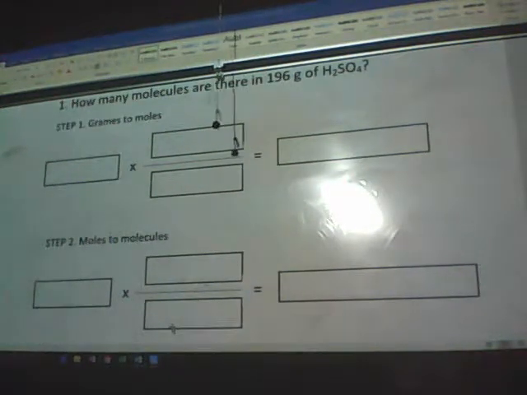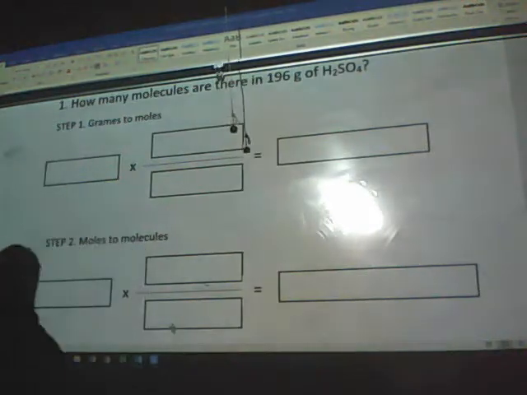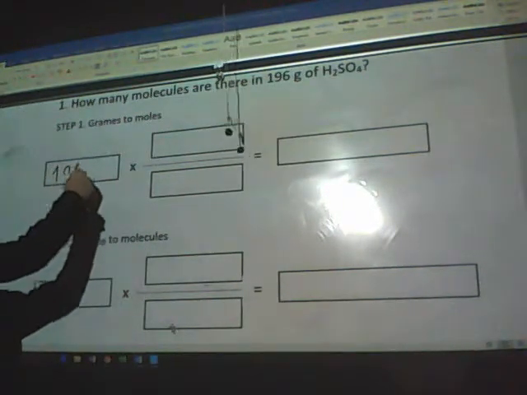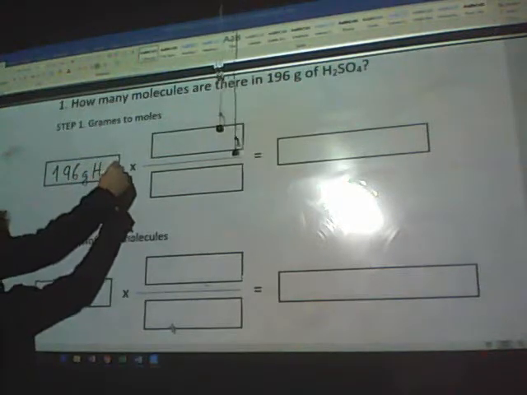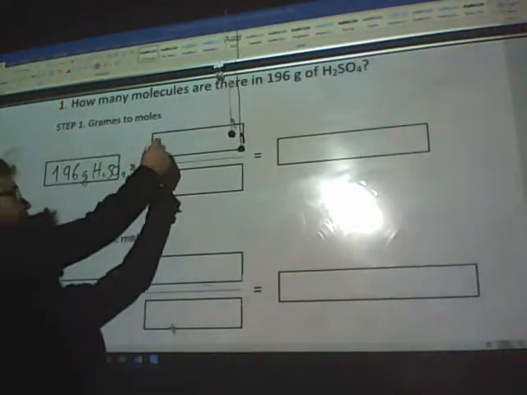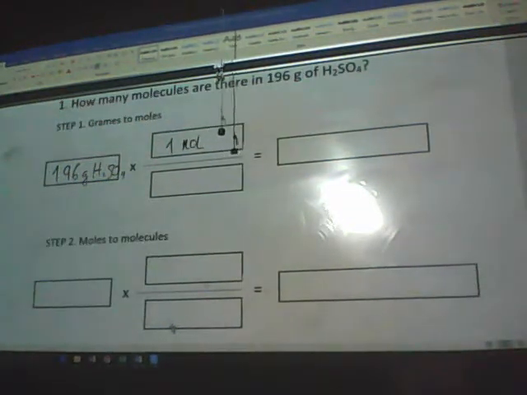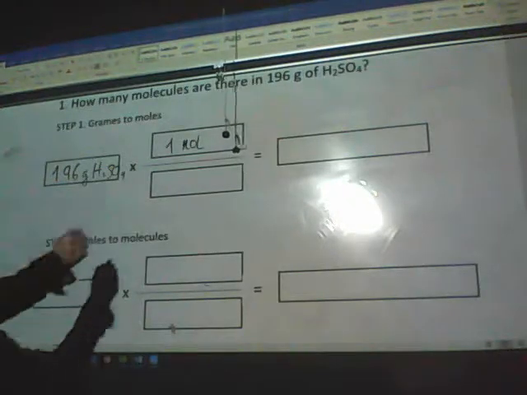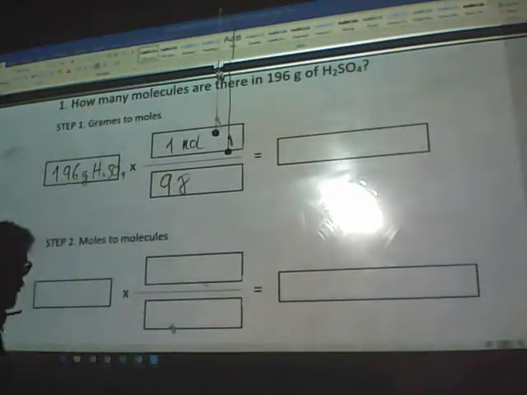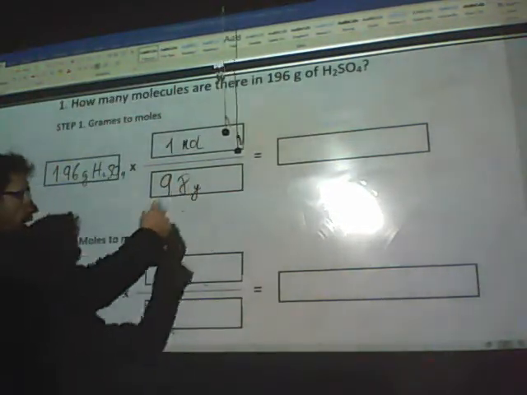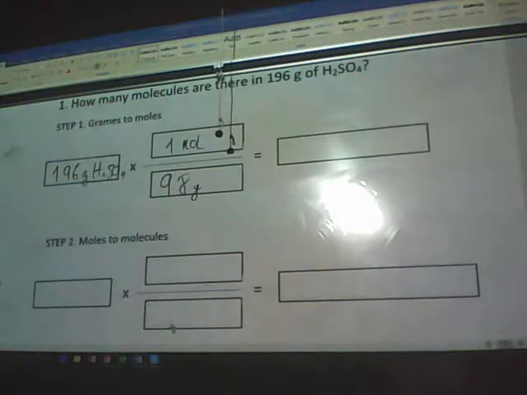How many molecules are there in 196 grams of sulfuric acid? So the only thing I've got to do is, first, right here, 1 mole. And 1 mole of sulfuric acid is 98 grams. And this 98 grams comes from calculating the molecular mass.